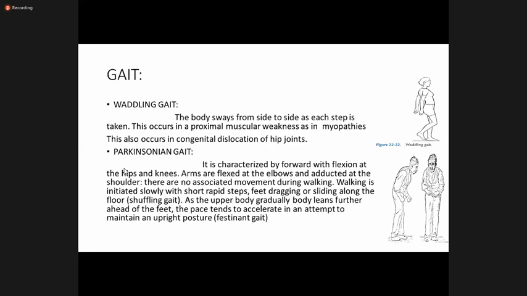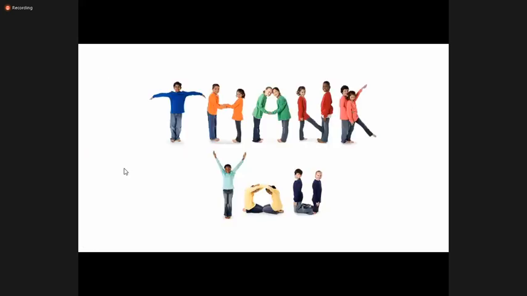Typically, you have seen OPD cases, and you may label that this is a Parkinson gait. So gait is also important, and if a baby or patient has congenital dislocation of the hip, you have a waddling gait. So thank you for listening to this lecture.